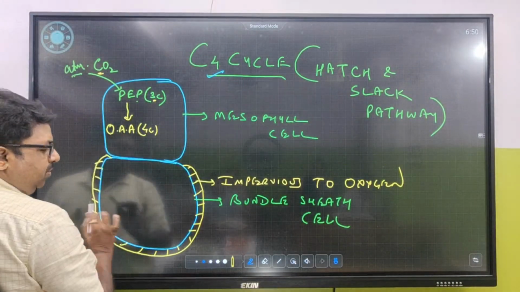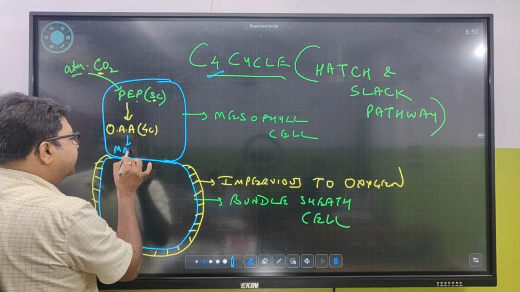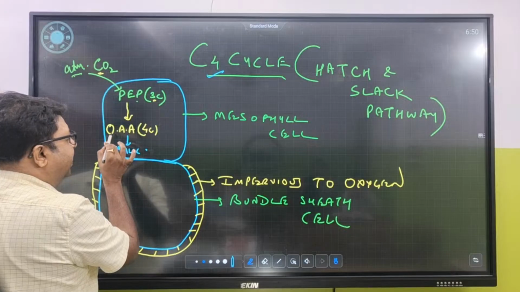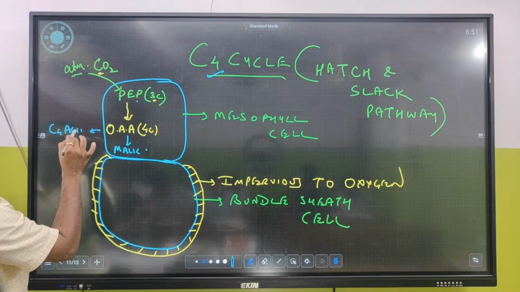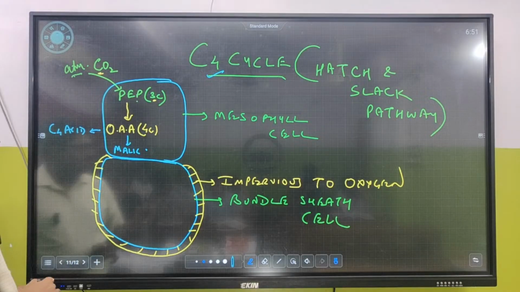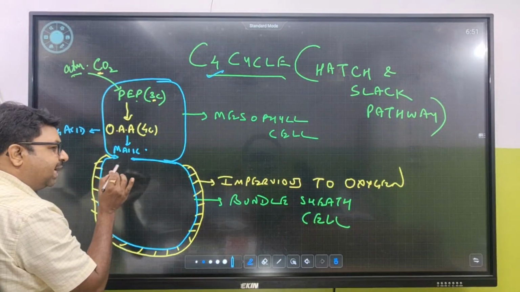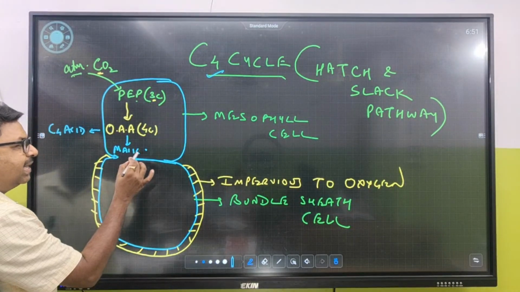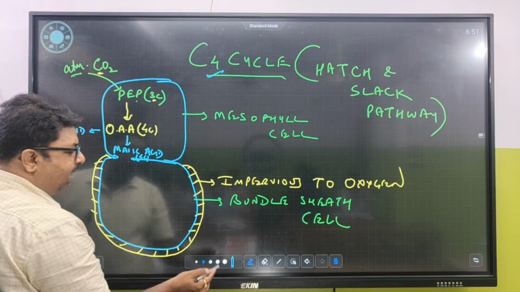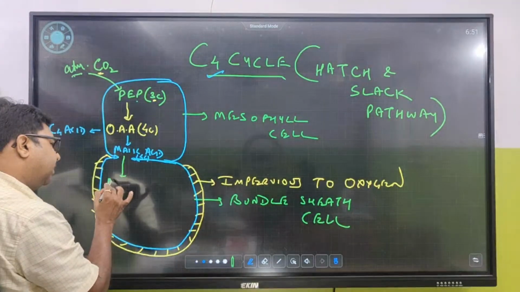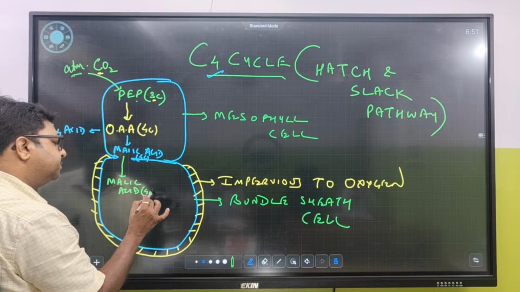This oxaloacetic acid changes into malic acid. In your NCERT, what is written over there is C4 acid, that means carbon 4 acid. It diffuses inside the bundle sheath cells. Malic acid, which is also a 4-carbon compound, diffuses in, and this malic acid changes again back into oxaloacetic acid.